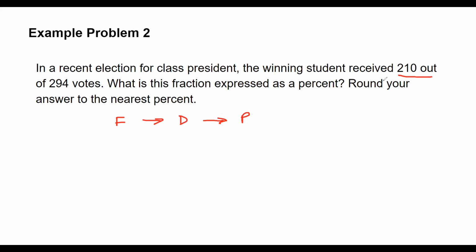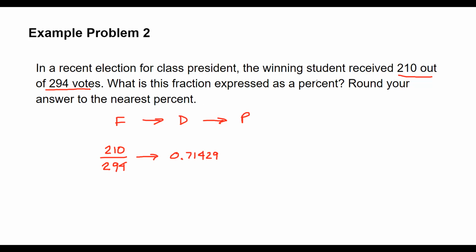This information that was given here, 210 out of 294, is a fraction. Now, we previously learned that we can find the decimal for that by just dividing. So I encourage you to divide with me. 210 divided by 294. And I will put a reasonable number of decimals on this, 0.71429. I'm going to round that last digit. So we now have a decimal.